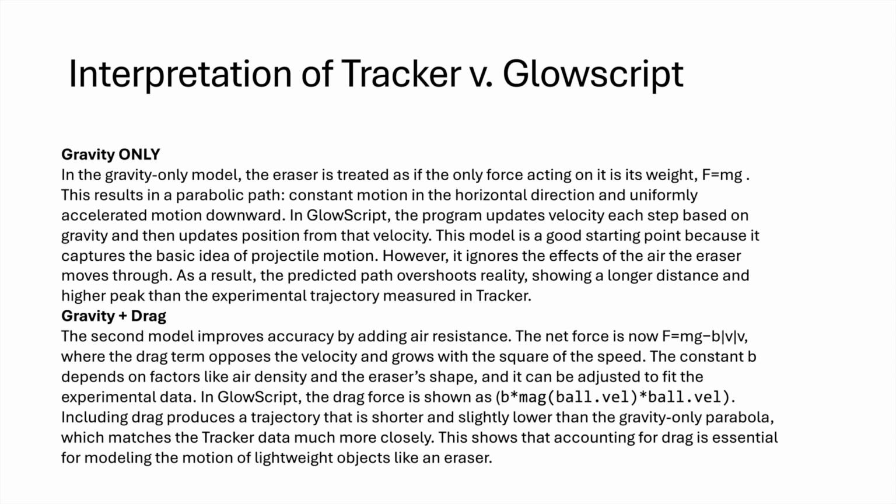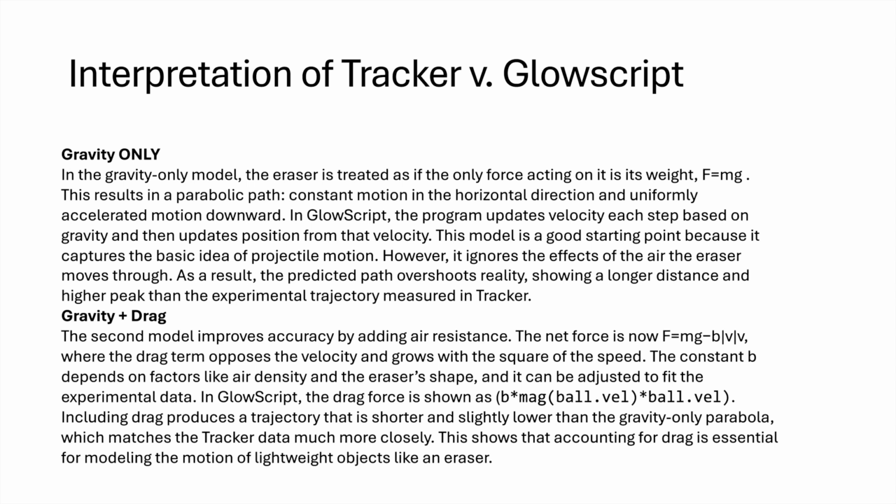In the GlowScript code, the program updates velocity each step based on gravity and then updates position from that velocity. It ignores the effects of the air the eraser moves through, and that's just not realistic whatsoever. So in the simulation we did, hence the second model, it improves the accuracy by adding air resistance.